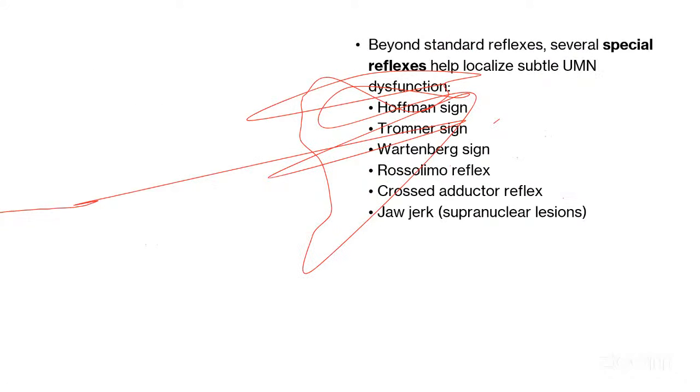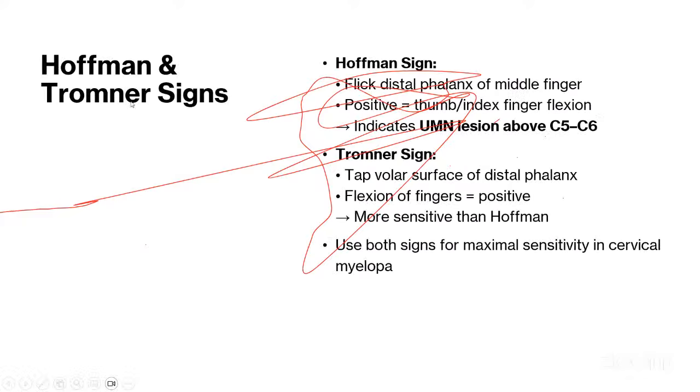Beyond these, we also have to check Hoffmann's, Trömner, and Wartenberg sign, Rossolimo sign, crossed extensor reflex, and others. For the Hoffmann and Trömner signs, Hoffmann sign: flick the distal phalanx of the middle finger. The thumb or index finger flexion will be there. That is positive. It indicates a lesion above C5 or C6. Trömner sign is tapping the volar surface of the distal phalanx. There will be flexion of the fingers. This is positive, and this is more sensitive than the Hoffmann. Use both signs for maximal sensitivity in cervical myelopathy.